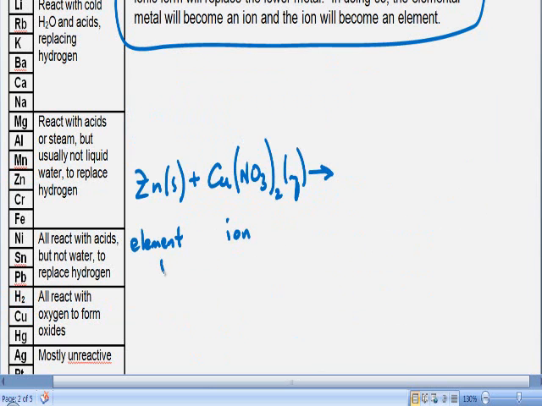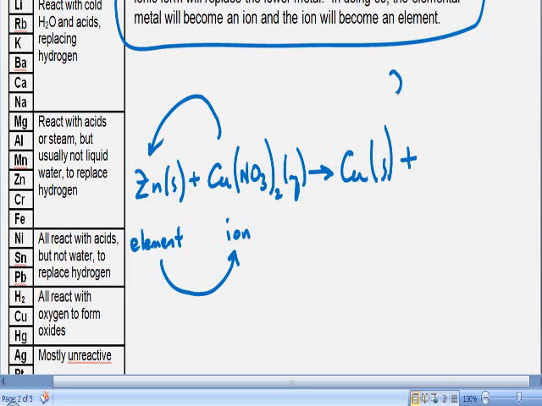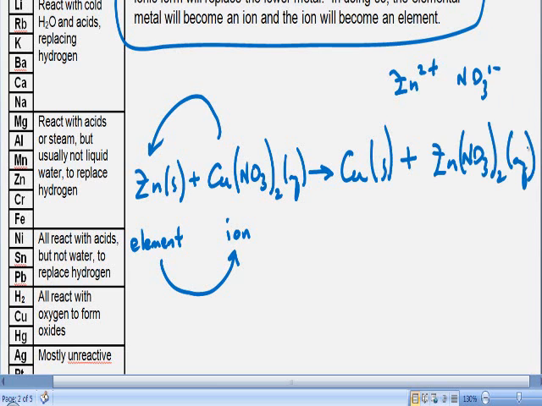So what will happen in our single replacement is our element is going to displace or replace the ion in our compound. The element will turn into an ion, and the ion will turn into an element. So what we're going to make here is elemental copper will be one of our products, and then the new compound is going to be zinc nitrate. To determine the formula of our compound, we have to identify our charges. Zinc is 2 plus, nitrate is 1 minus, so the formula would be Zn with 2 nitrates combined with it, Zn(NO3)2, and this will now be aqueous. And that would be our single replacement reaction.